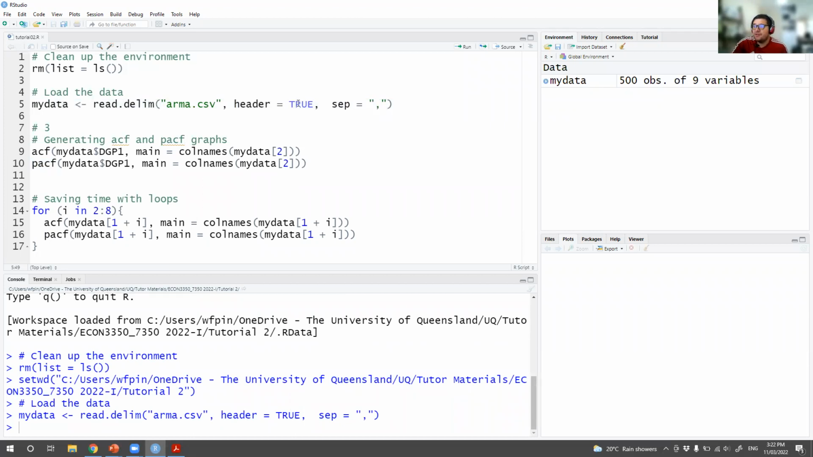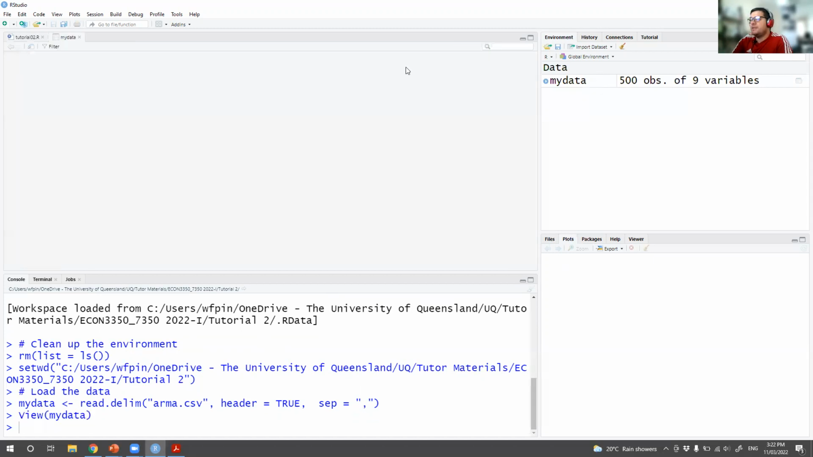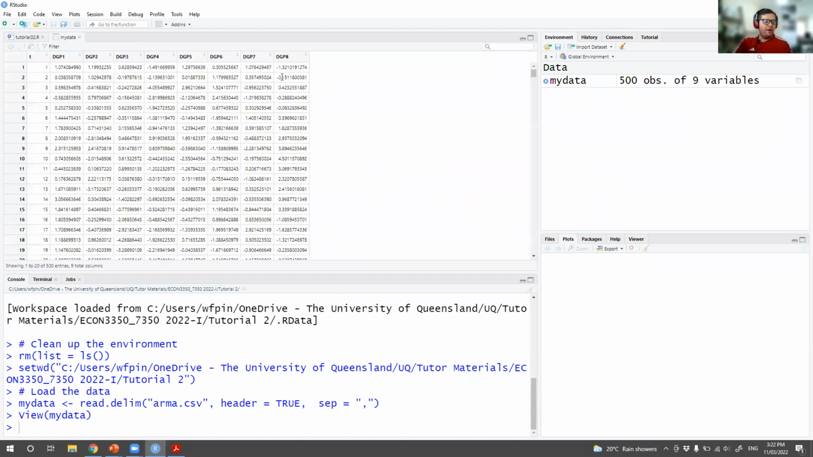Make sure that the header equals TRUE and the separation is by comma, otherwise it will upload weird stuff. And then you have a data set called mydata of 500 observations of 9 variables. And let's see how the data set looks.